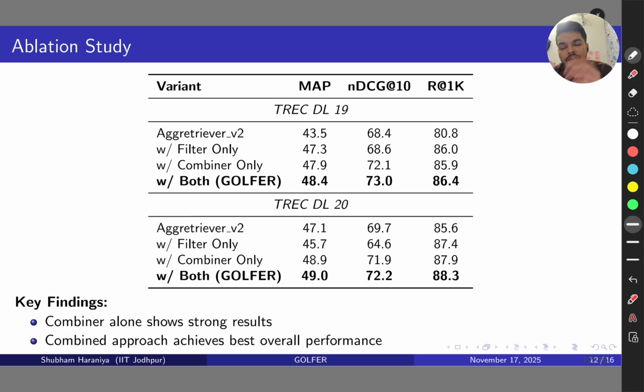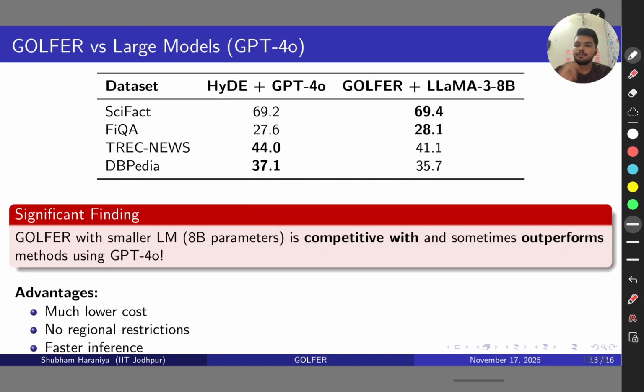So we also evaluate our model with only the filter, with only the combiner, and with both. There we find interesting results, right? With the filter we didn't see that much improvement. With the combiner we see a good amount of improvement. But when we use the combined approach, we achieve the best overall performance. So each alone cannot work better. If we use both approaches combined, we achieve the best overall performance.